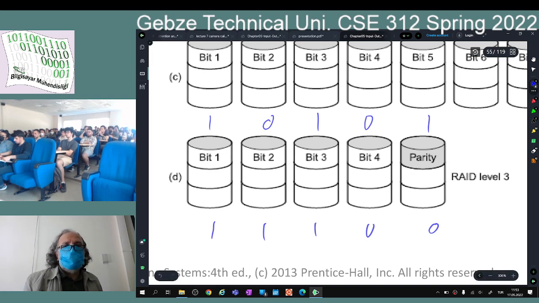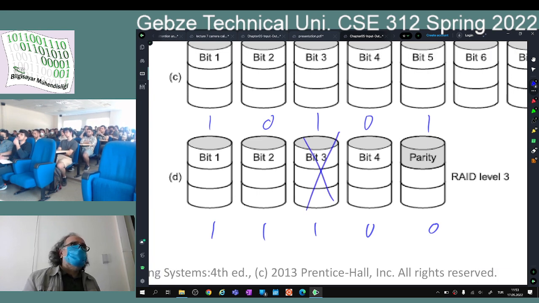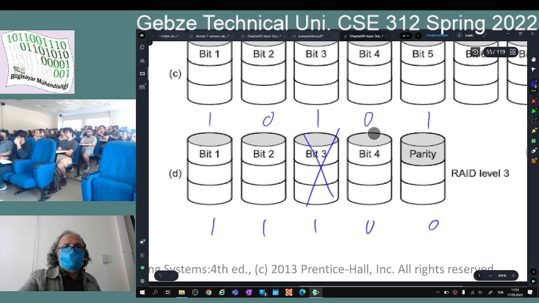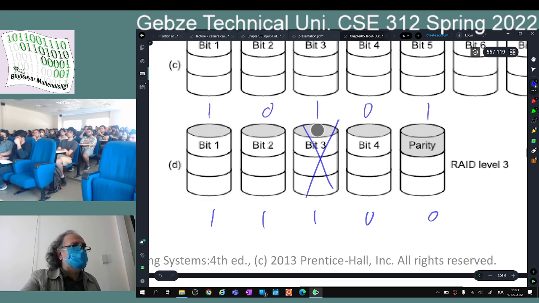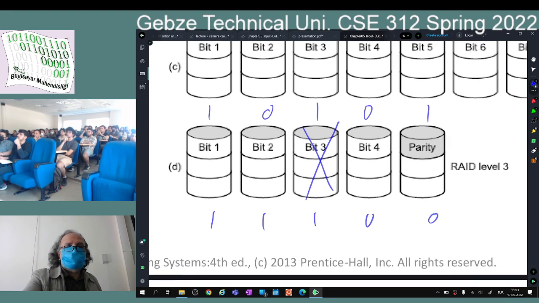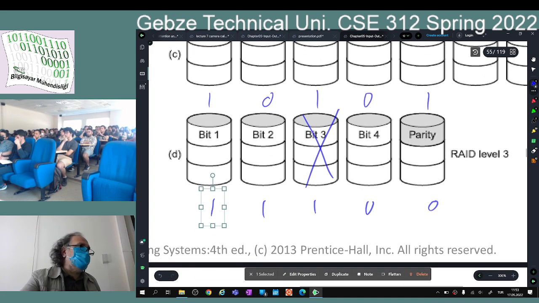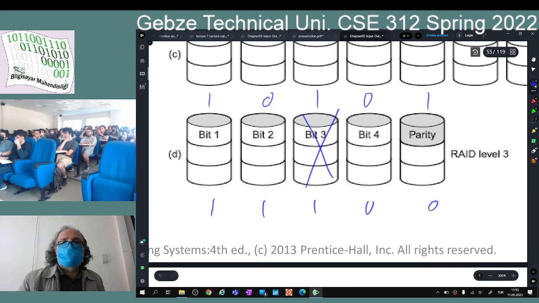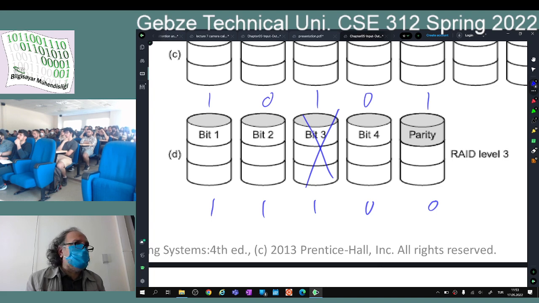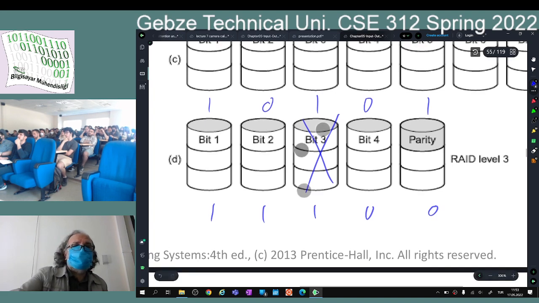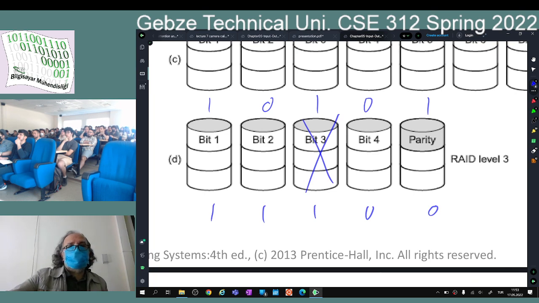I'm keeping the parity. While I'm running this, if there is a crash, let's say this disk has crashed. What am I gonna do? I detect that there is a crash. I counted this 1 0 0, but the parity says 1, so it has to be 1, right? And in this one, it says 1 1 0, the parity says 0, so this one has to be 1 now because of the parity. So I can recover from single drive crashes immediately. Replace this drive, put another drive, put your data back in, and continue.